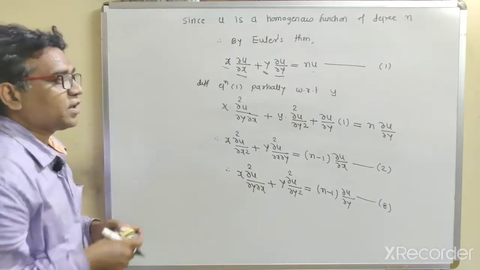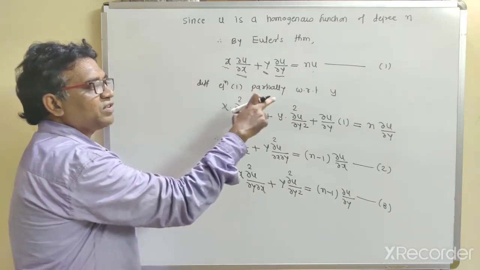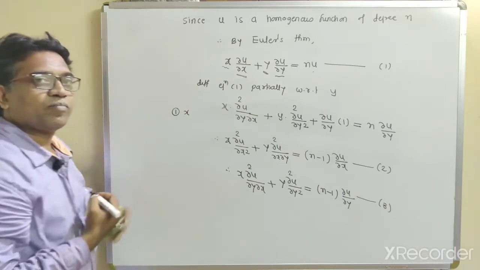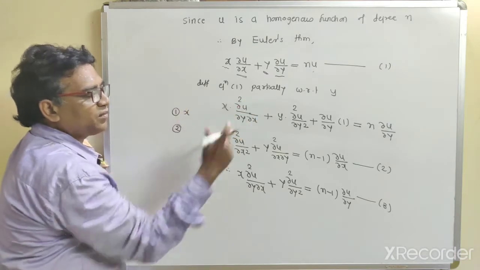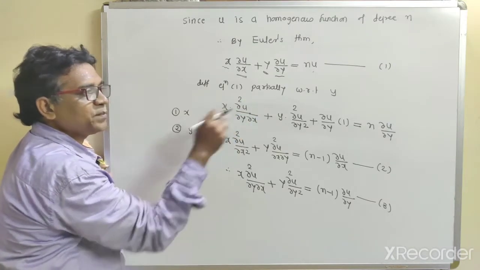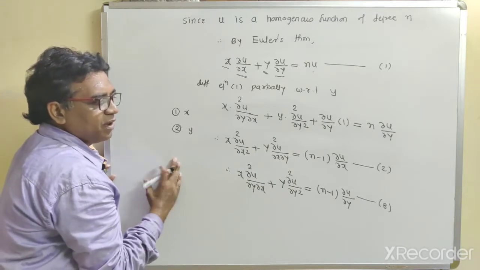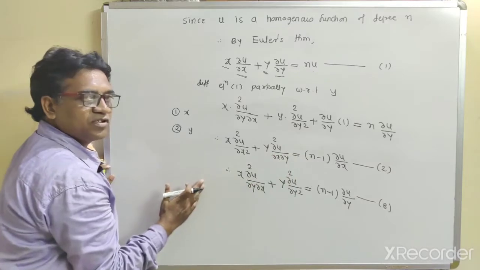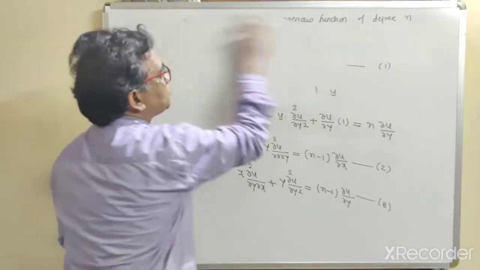So this is our next step. What is the first step? Differentiating equation 1 partially with respect to x. This is step number 1. What is step number 2? Differentiating equation 1 partially with respect to y and get some equation. What is the last step? Multiply second equation by x and multiply third equation by y and take their addition. So write down the third step.